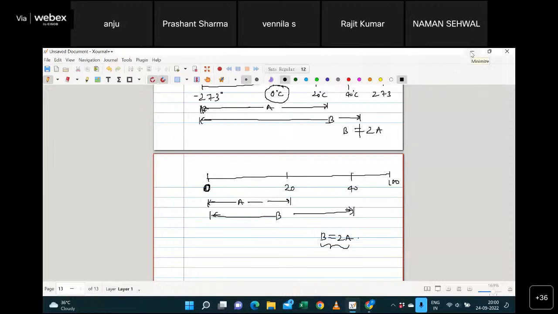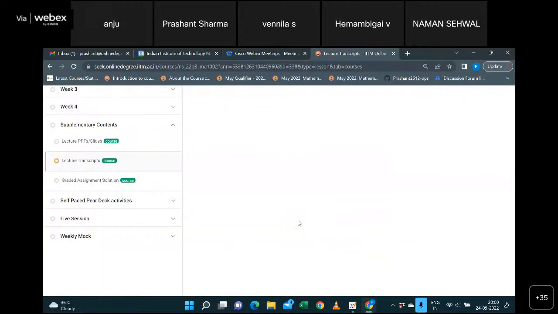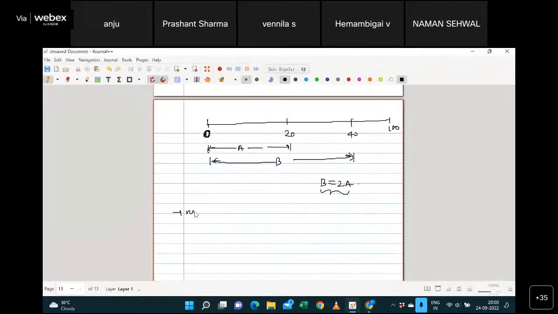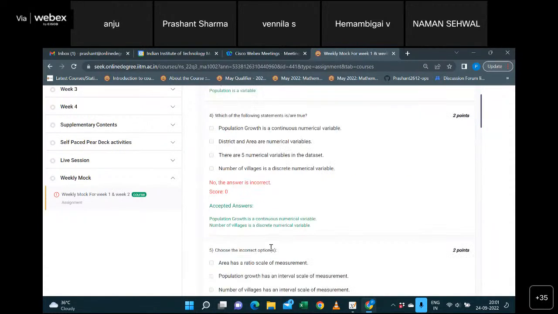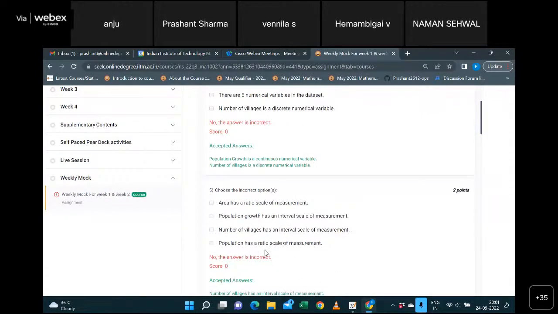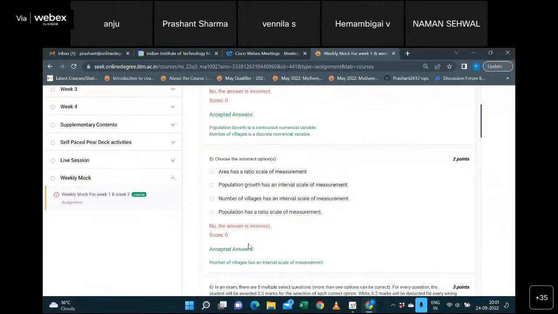Yes, sir. Sir, the number of villages. There was one question now. In that, the number of villages, is it interval measurement? No, it should be ratio. Sir, check question number 5, weekly mock test. The answer is according to... It's incorrect. The question asked is for the incorrect option. You have to check the incorrect option. Okay. Yes, sir. It's correct now.